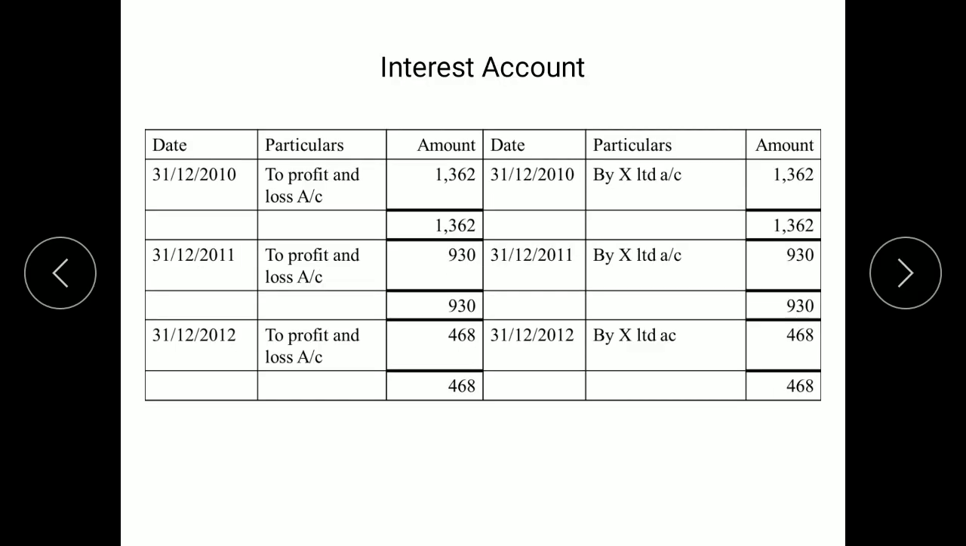The next account is interest account. Here when the interest becomes due, entry will come on credit side, 31st/12/2010, first year's interest 1,362. This account will be closed by transferring it to profit and loss account. Same procedure in the second year. When it is due, entry is on credit side 930, then transferred to profit and loss account. Same for the third year. 468 interest of the third year will then be transferred to profit and loss account.